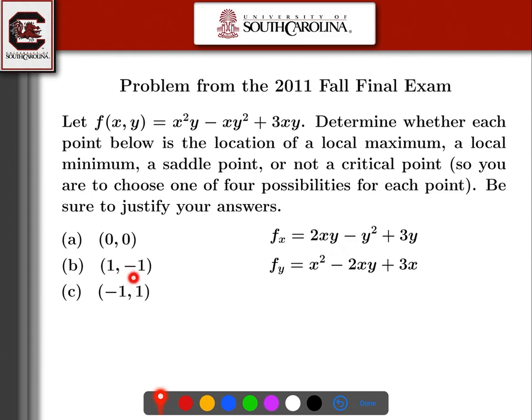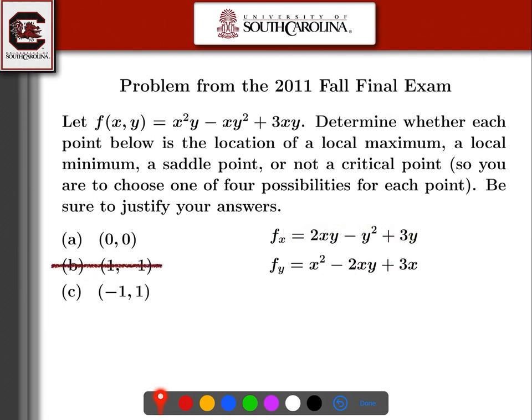What about 1, minus 1? We get minus 1 for the product of x and y, so this is minus 2. And then minus 1 squared will be 1, so minus another 1. This will be minus 3. y is negative 1, so this will be minus 3. So we have negative 3 minus 3, that's negative 6. That is not 0. We don't even have to check this. Both of them need to be 0 in order to be a critical point. This one's not 0, so this is not a critical point.